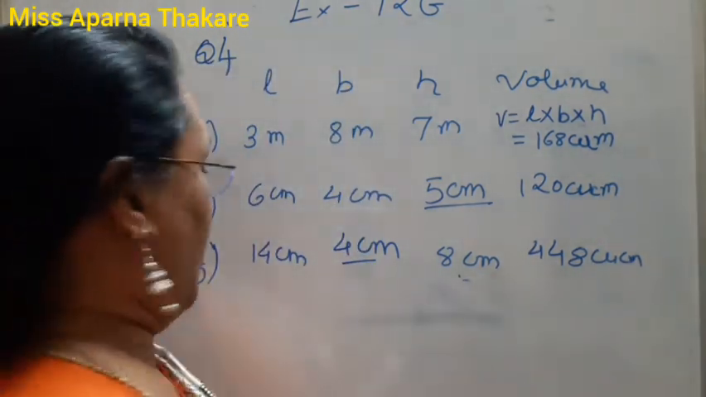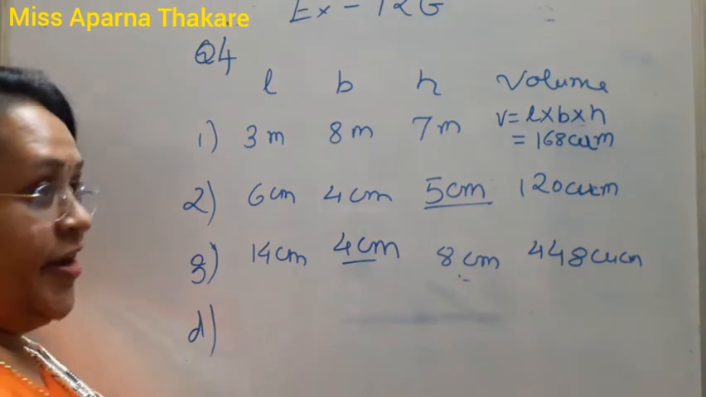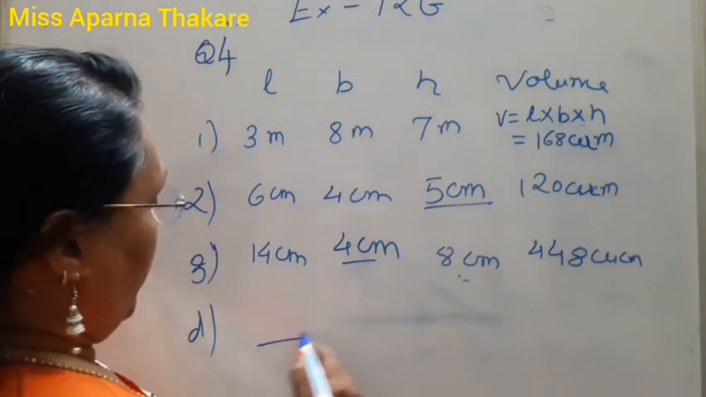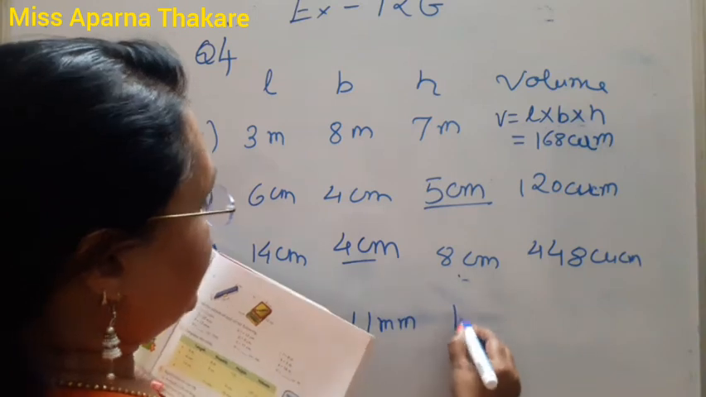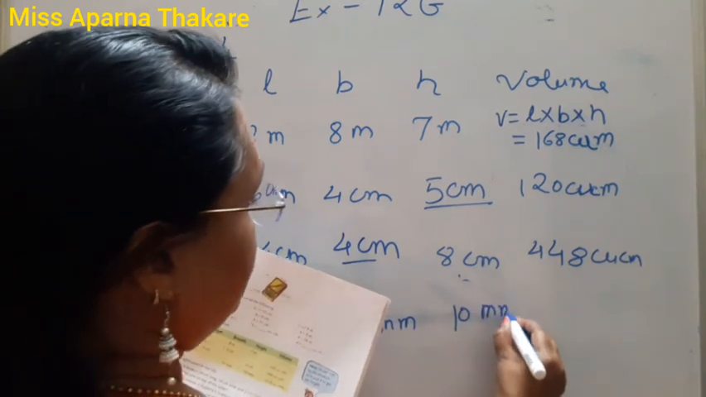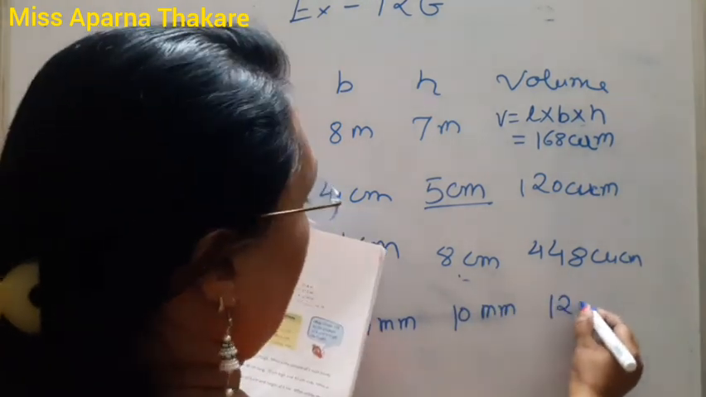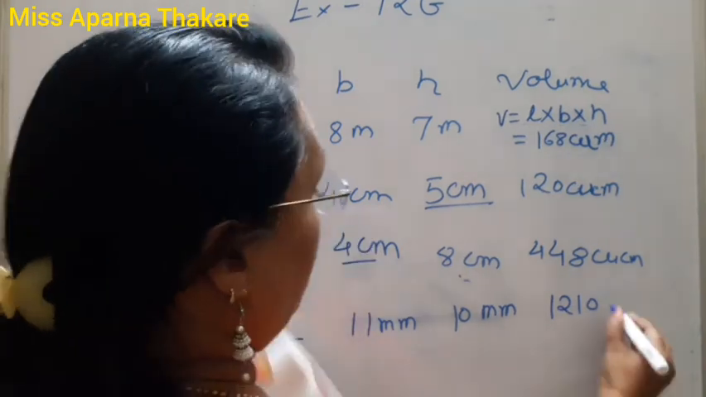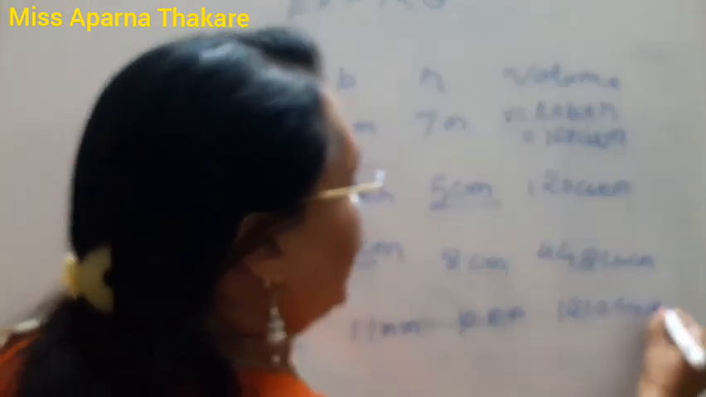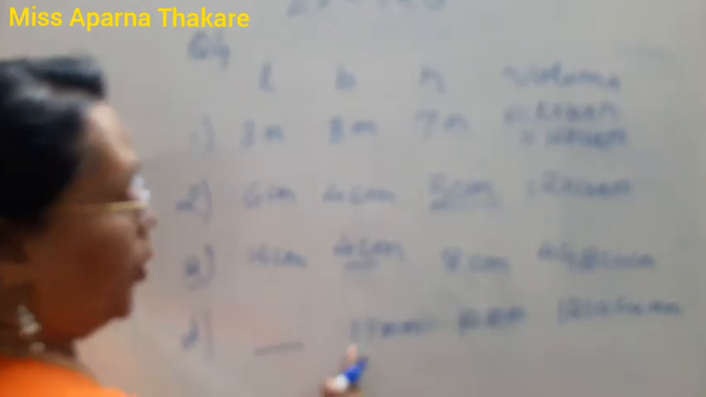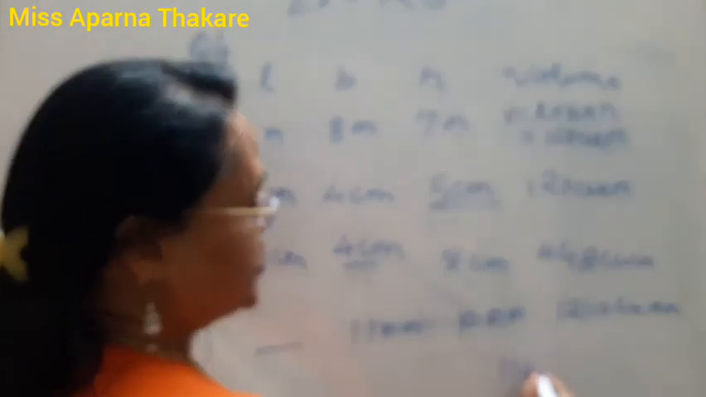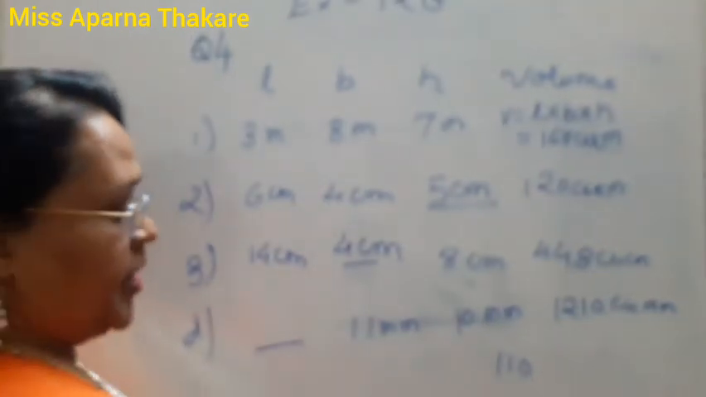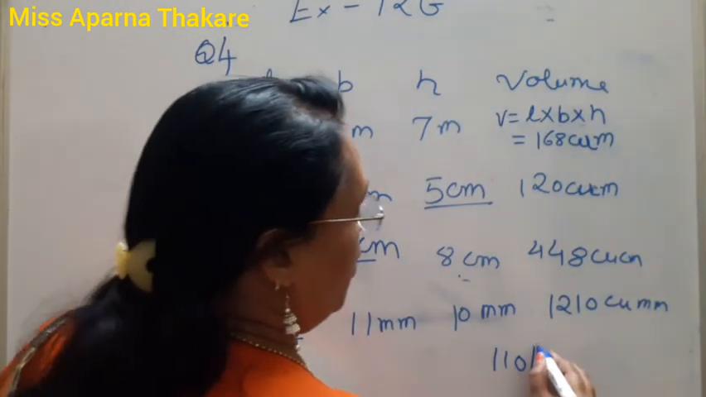Then D1 is there. Now we have to find the length. Breadth is given 11 millimeter and height is given 10 millimeter, and the volume is given 1210 cubic millimeter. Now 11 into 10. It means 110. Multiplication is 110. Now we have to divide 1210.